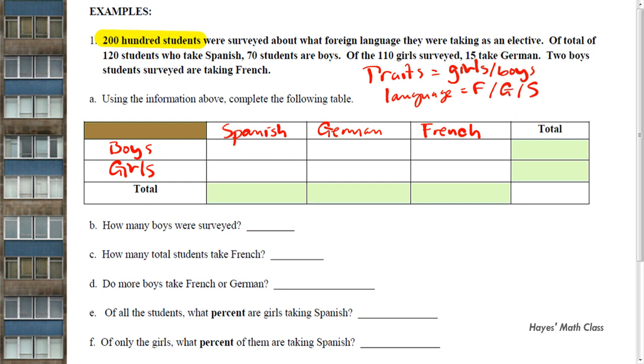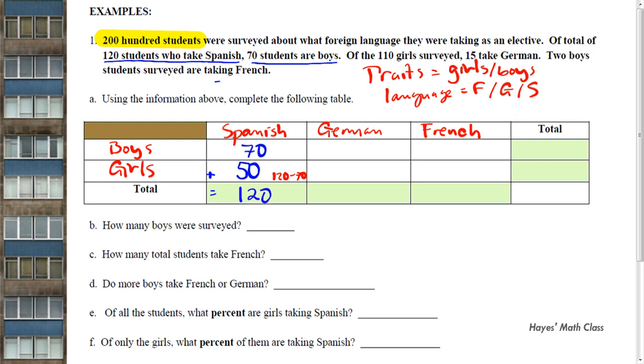So, of the 120 students who take Spanish, I'm just going to do this by underline. 120 students take Spanish. So under Spanish, that's 120 of them. 70 of those students were boys. So I have 70 students who are taking Spanish. How many students are girls who take Spanish? Obviously, 70 plus something equals 120. So this is going to end up being, I'll do this in a different color here, 120 minus 70. So that means that this is going to be 50.